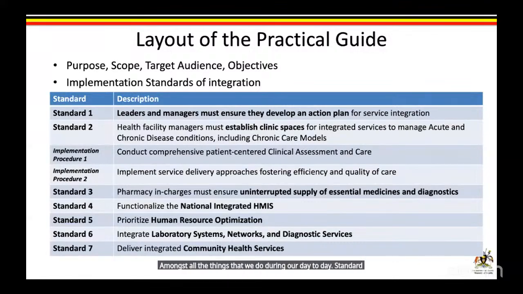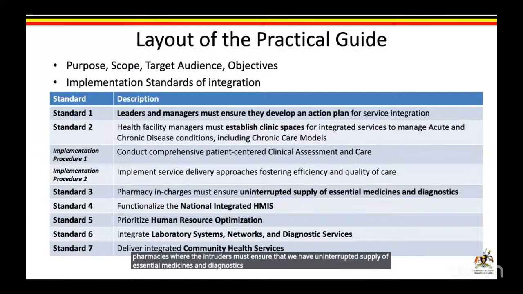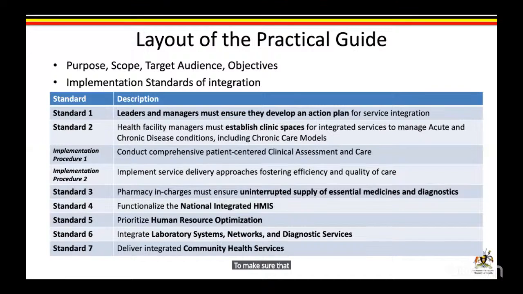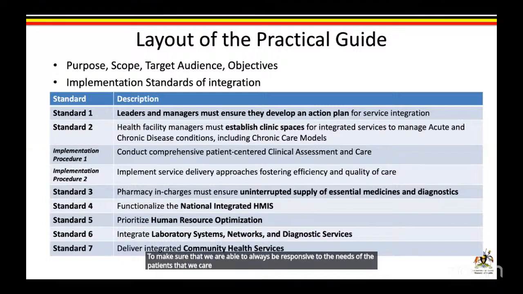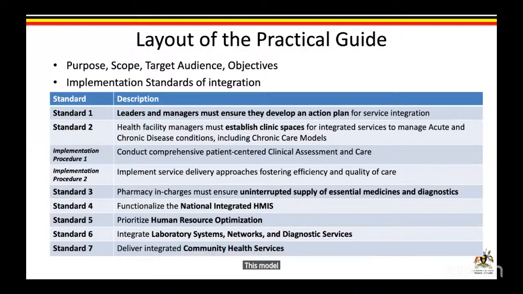Standard 3 is looking at logistics or supply chain management. And with this, we look at the pharmacies where the in-charges must ensure that we have uninterrupted supply of essential medicines and diagnostics to make sure that we are always able to be responsive to the needs of the patients that we care for. And as we discuss all these things, colleagues, it suffices to say that we will have healthcare systems that are going to enable us deliver this model of care that we're calling out for.